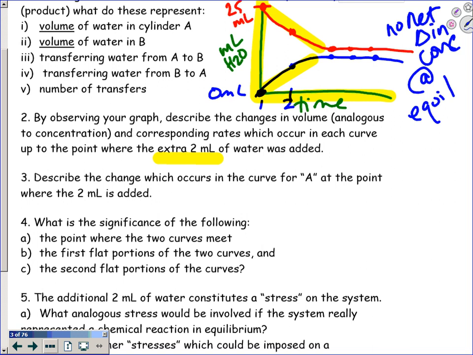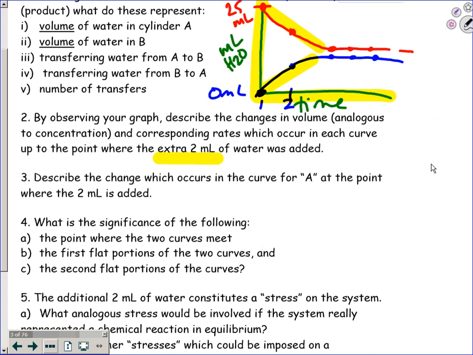So at some point in time, it says to add a certain amount of reactant. So we're going to add it here. Okay, so we're going to erase that space. So we're going to add a little blip in our graph. Okay, so it's going up. Eventually, though, what's going to happen over time again? It's going to go back down.